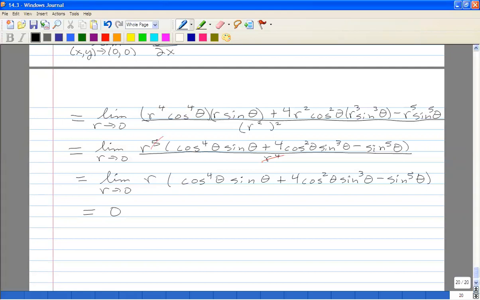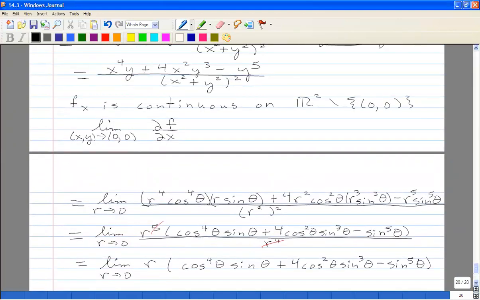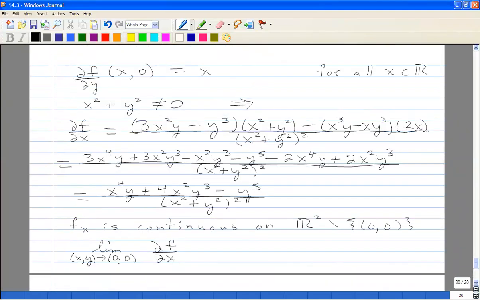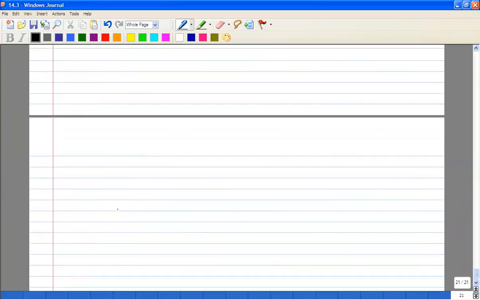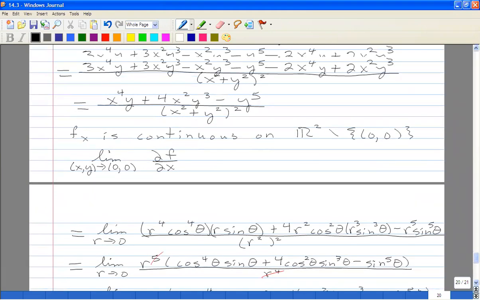Okay. And, well, we already showed that this was 0. So the partial is continuous everywhere. So now let's look at the partial with respect to y. Okay, so let's look at the partial with respect to y.